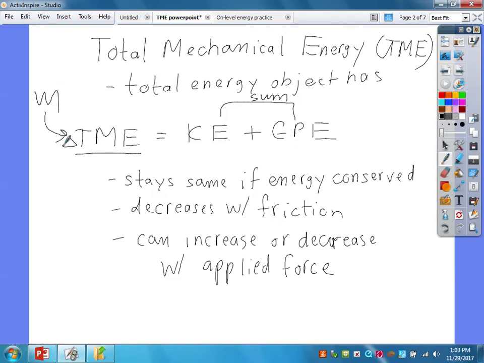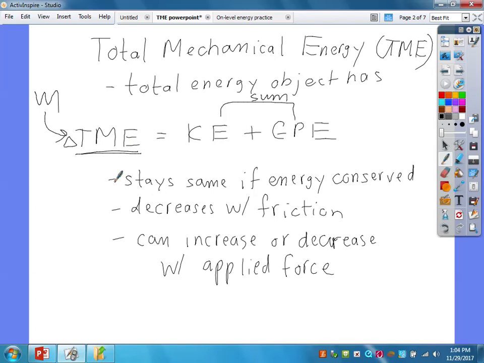Work causes a change in mechanical energy, which then can depend on what type you're changing inside of that. Kinetic and gravitational are interchangeable. Okay? One changes into another depending on the situation. Again, we're going to look at specific situations, trying to say what's happening to the kinetic energy, what's happening to the gravitational potential energy, etc. Okay? So all these bullet points are about the total mechanical energy. The total mechanical energy will stay the same if energy is conserved.